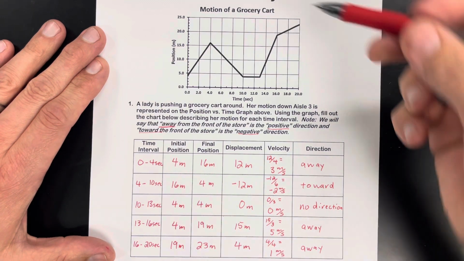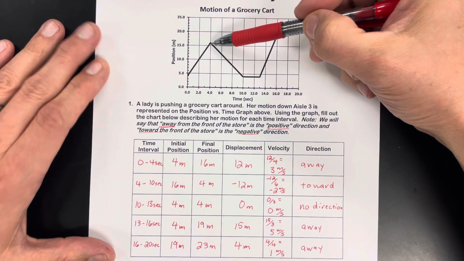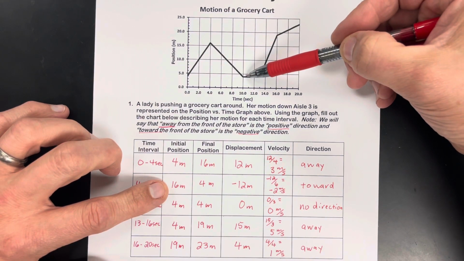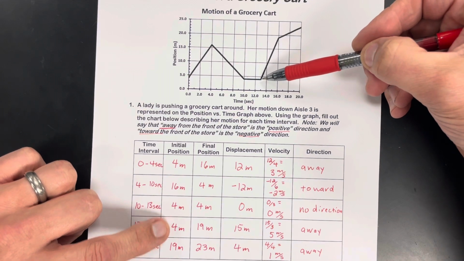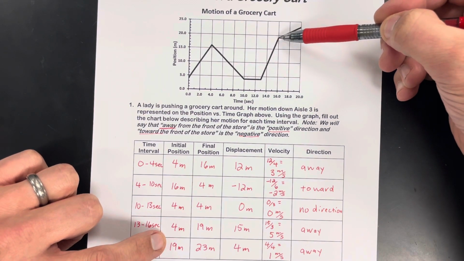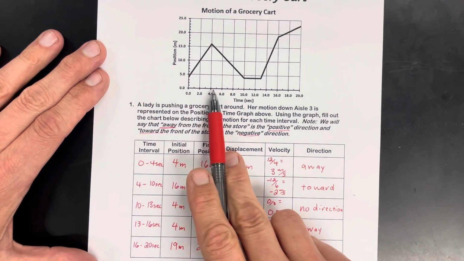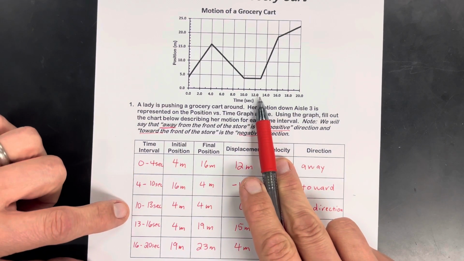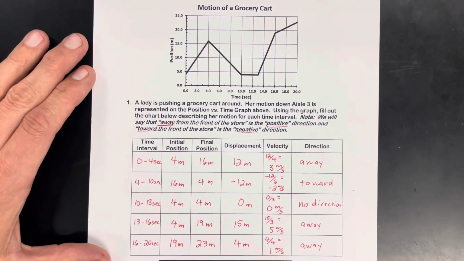All right, so in each part, we figure out the initial position and the final position. You can see here we start at 4 and go up to 16, so that's the initial and the final. Then we go from 16 to 4, and then we stay at 4 for this next time interval, and then from 4 up to 19, and then from 19 to 23. And you can see the time intervals there. We go 0 to 4 seconds, then 4 to 10 seconds, then 10 to 13 seconds, then 13 to 16 seconds, and 16 to 20 seconds.